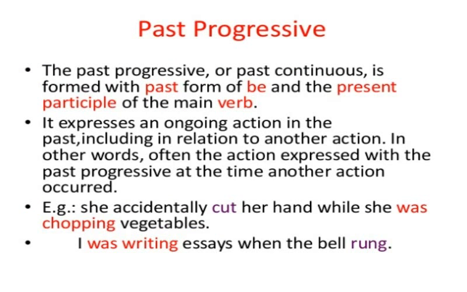Past progressive. The past progressive or past continuous is formed with the past form of "to be" and the present participle of the main verb. It expresses an ongoing action in the past, including in relation to another action. In other words, often the action expressed with the past progressive is ongoing at the time another action occurred. She accidentally cut her hand while she was chopping vegetables. I was writing essays when the bell rang.